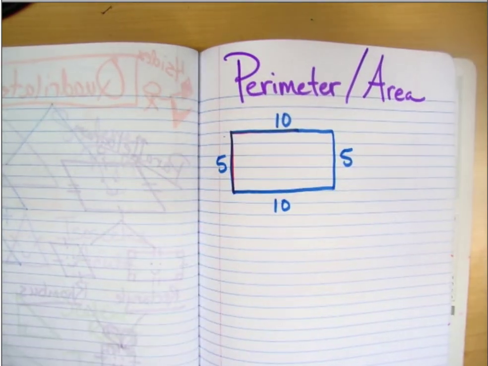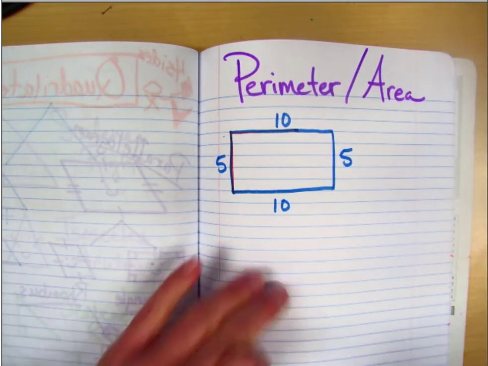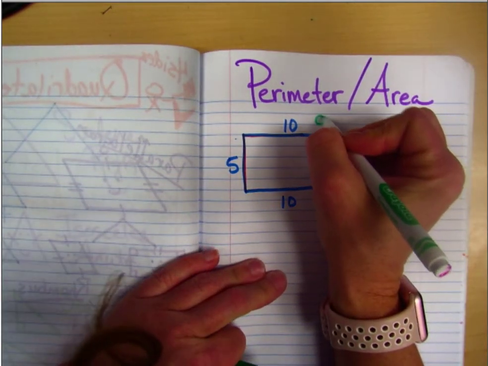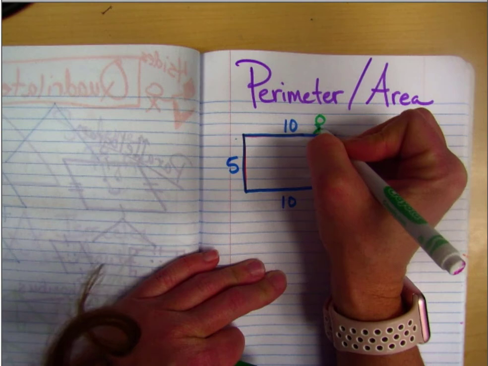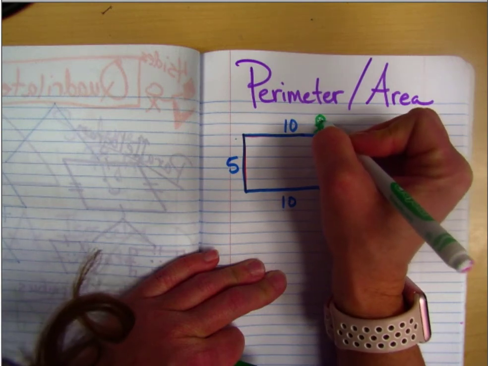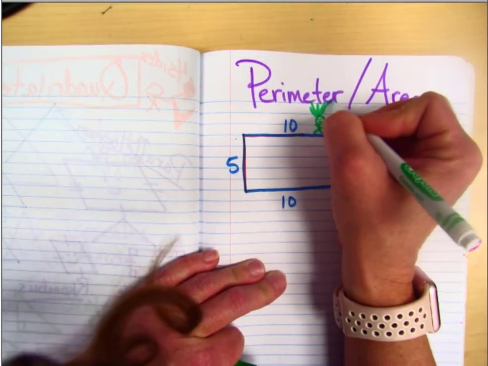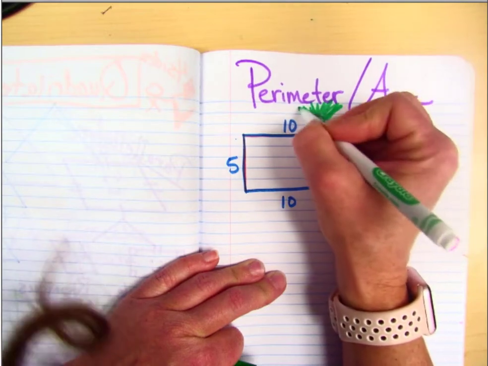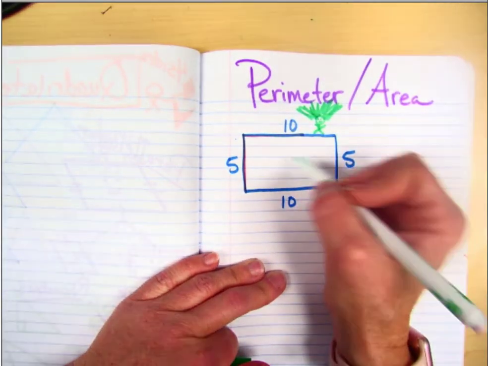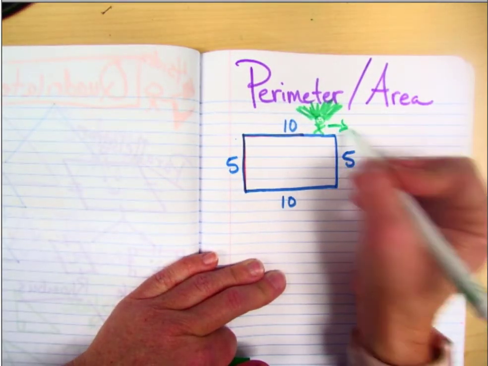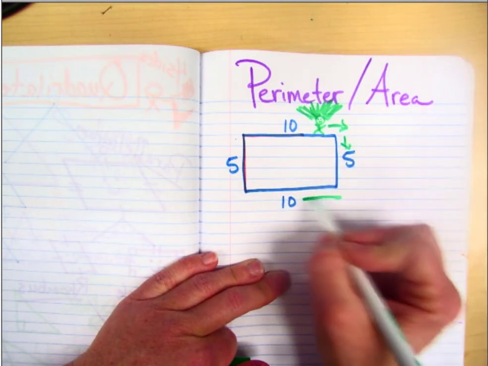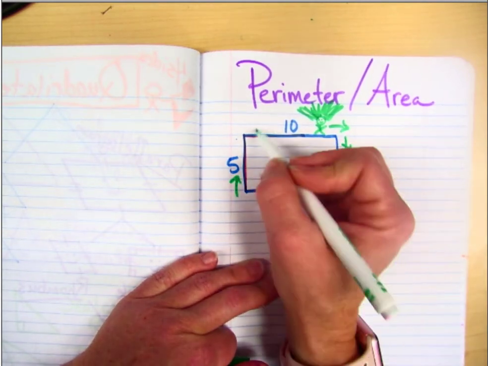And I made up this guy to help us remember what to do. So this is Perimeter Man. And as you can see, he's got crazy hair. It's really big. So Perimeter Man runs around and he adds up all the outsides of the box.